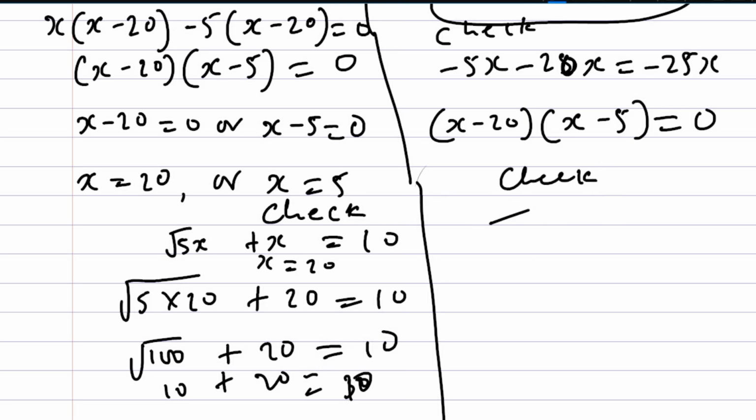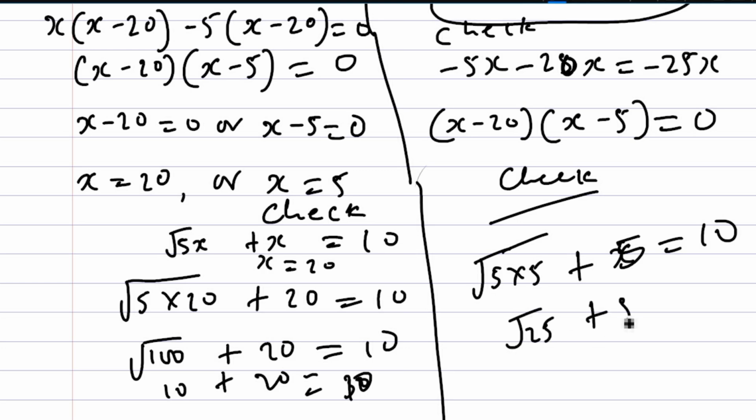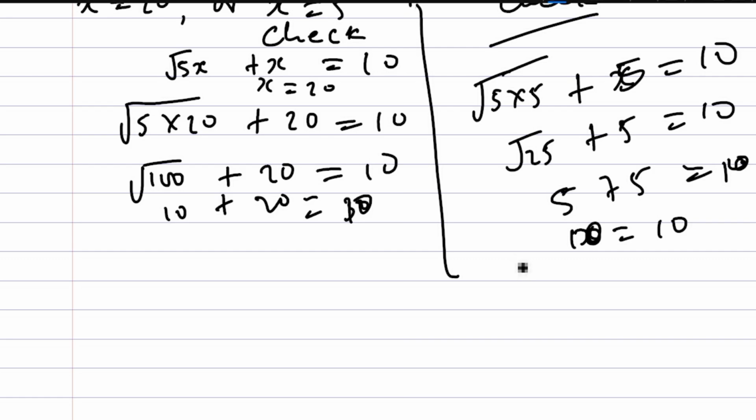But let us check when x is 5. We are going to have the square root of 5 times 5, plus 5. Is it giving us 10? Let's check. 5 times 5 is 25, so the square root of 25 plus 5, is it 10? That is 5 plus 5, which is equal to 10. So we finally have that 10 is equal to 10. That means the only solution to this problem is x is equal to 5.